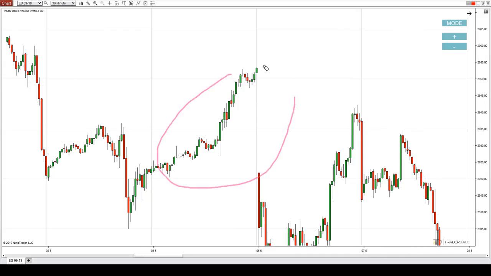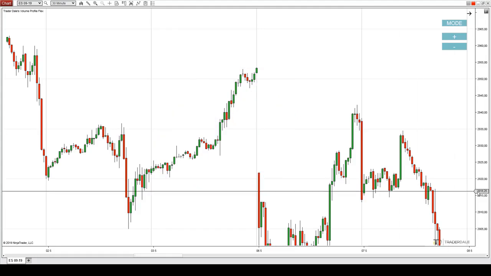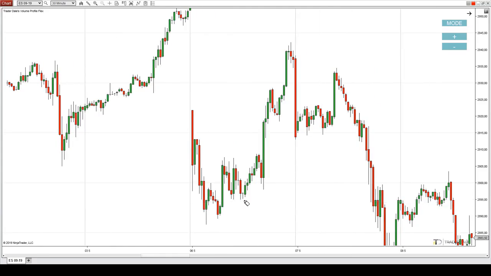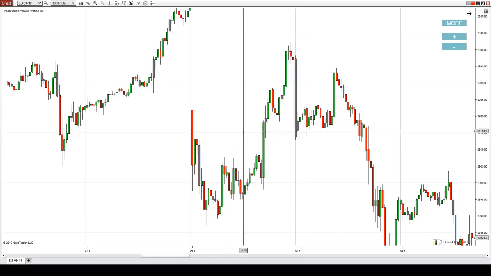Another trend was in here, but as you can see, there was an opening gap, so all the levels would get invalidated by the gap, so there would be no trade from there. So let's move forwards. There was a buying activity in here, so let's have a look at the profile.